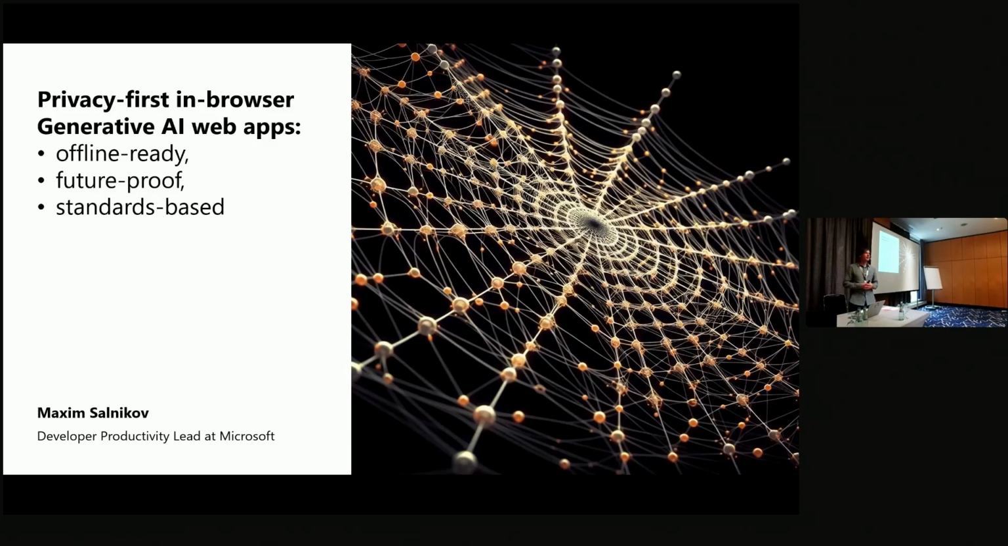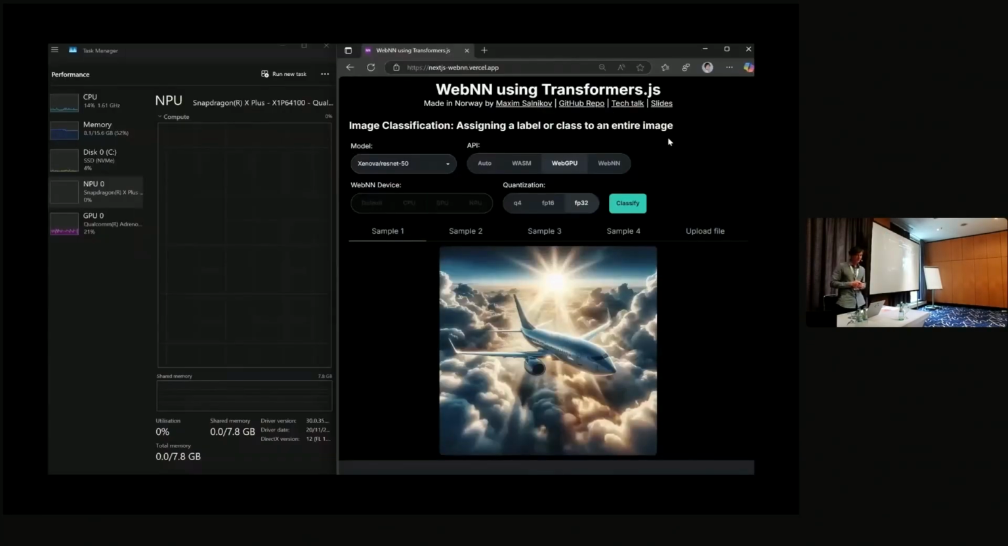And let's talk today about privacy first, AI right in the browser. That is offline ready, future-proof, and based on the standards, also a super important part of the whole story. To start with, let me demonstrate a very quick demo before we move on. I will introduce myself right after the demo, but I want to catch your attention.